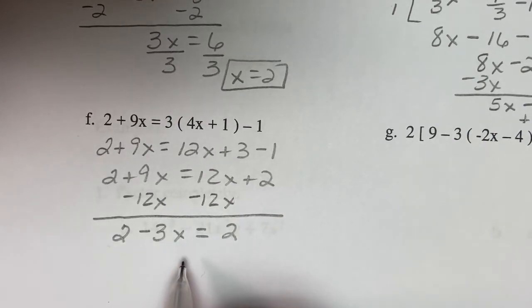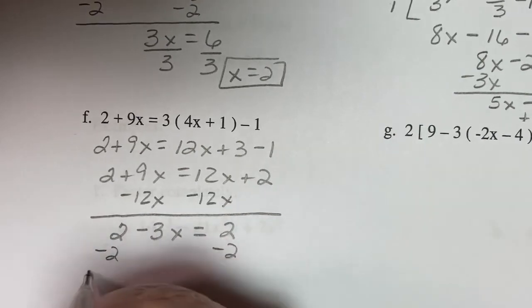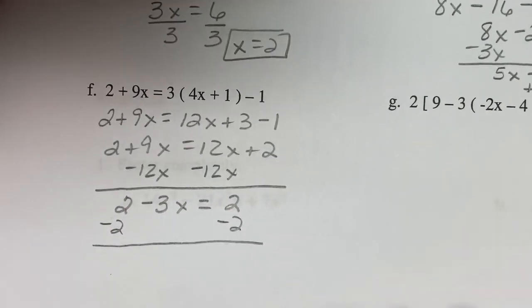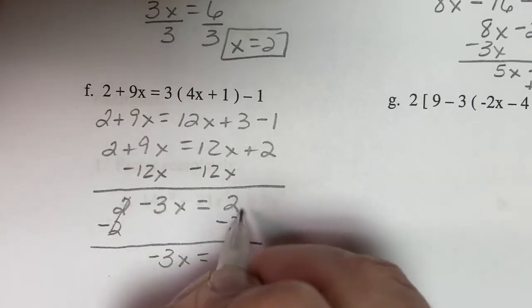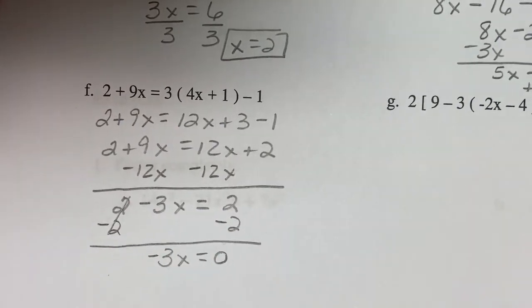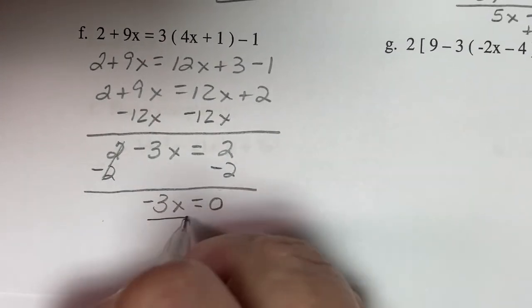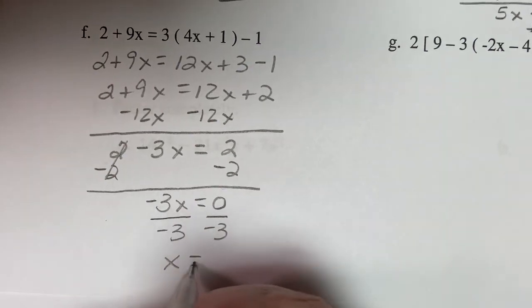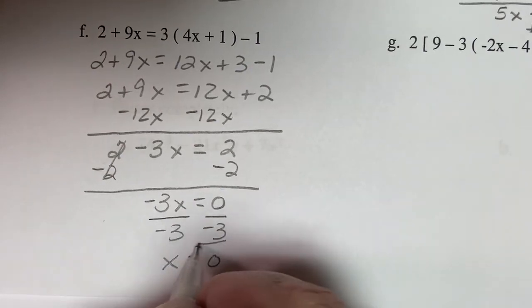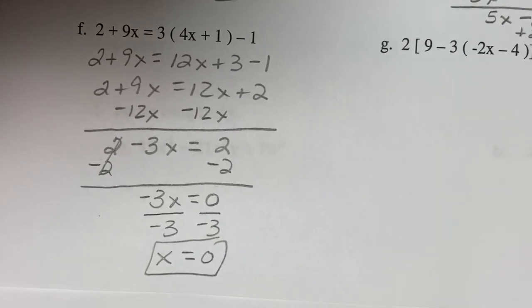Now, since all my variables are on the left, I'm going to go ahead and subtract 2 to get everything without a variable to the right. So those are going to cancel, and we'll have negative 3x is equal to 2 minus 2 is 0. Don't panic with that 0. That's okay, because now I'm just going to get the x alone by dividing both sides by negative 3. 0 divided by anything is 0. 0 can be an answer. That's okay.